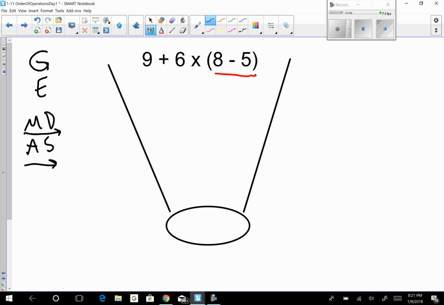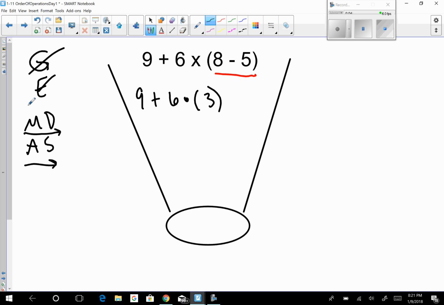So then on the next line, okay, the 9, that's not going to change. 9 plus 6 times, and then what's 8 minus 5? 3. Okay. So we're done with grouping. There's no more grouping in our problem. Next is exponents. Do we have any exponents here? No. So cross that off.